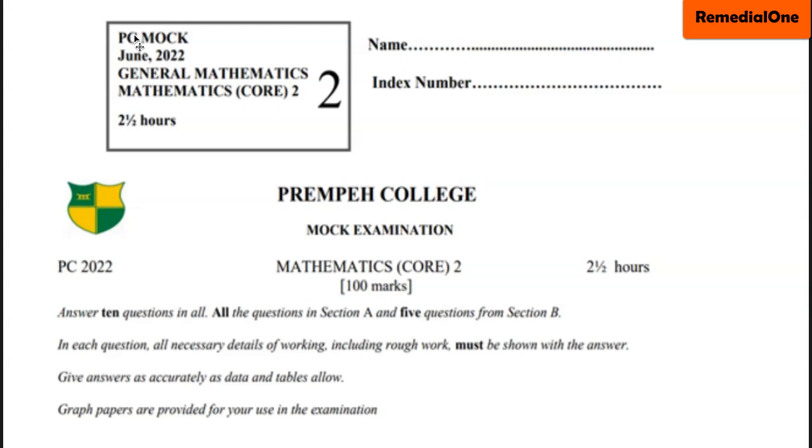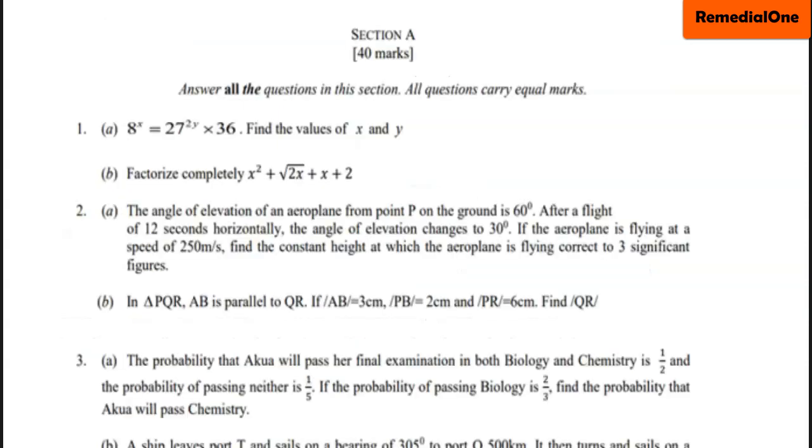In this video, I'm going to share with you questions from Prempeh College Mock 2022 Mathematics. Let's look at the first question. As usual, the first part is 40 marks and we are going to answer 5 questions. So, section A. Answer all the questions in this section.